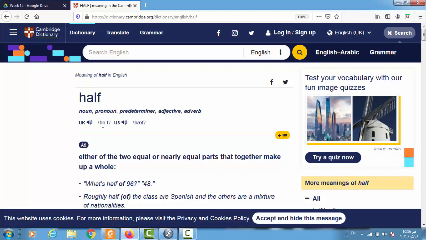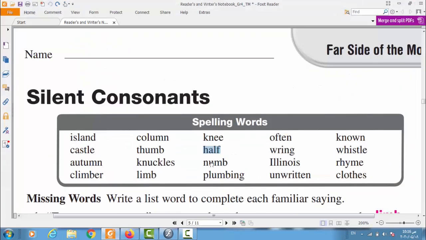Half. You know the meaning of half. When I have something, for example, and I divide it into 2 pieces, this is half and this is another half. So I can say that half is either of the 2 equal or nearly equal parts that together make up a whole. This is half. Next one.